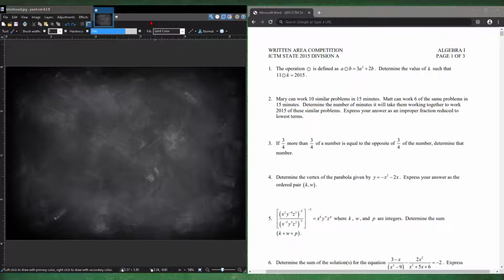Today I'll be covering the ICTM State 2015 Division A Algebra 1. I'll be going through every single question as usual from 1 to 20, and if you want to look for a specific question, I'll be linking it in the description below.